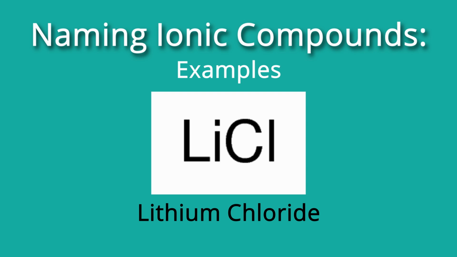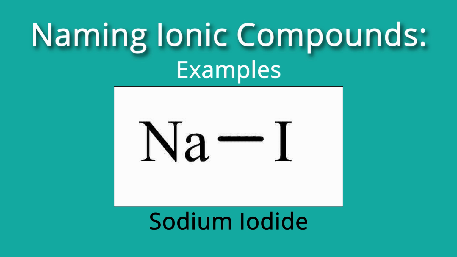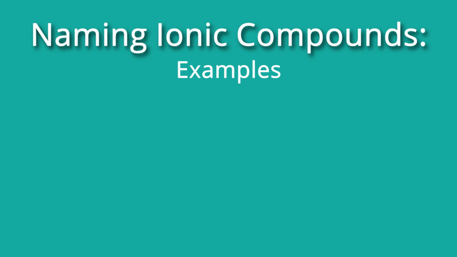The same thing goes for lithium chloride. Lithium is the cation, chloride is the anion, with just "ide" attached to it. And they're all the same. Another great example would be sodium iodide. That would be a combination of sodium and iodine. But you just change that last bit of iodine to iodide. And so that's all there is really to ionic compounds.